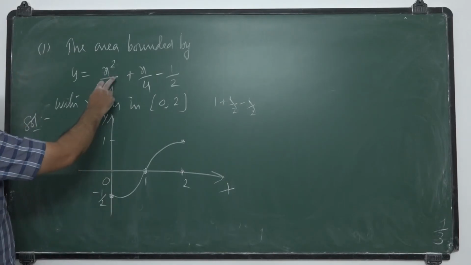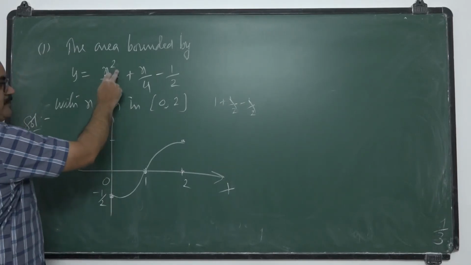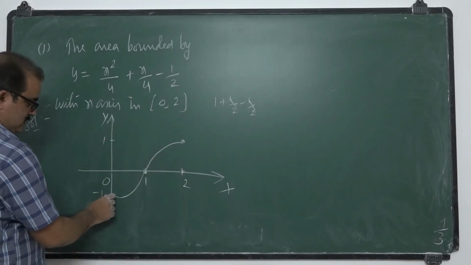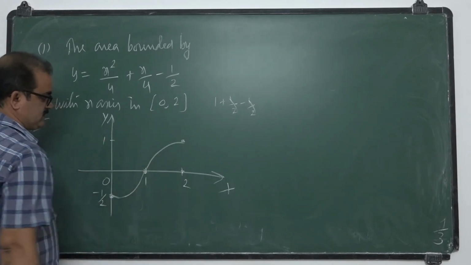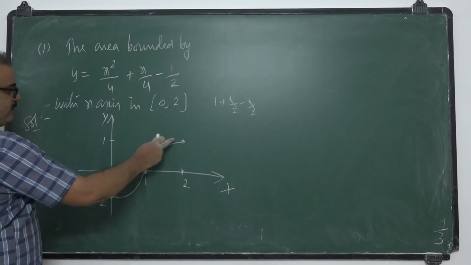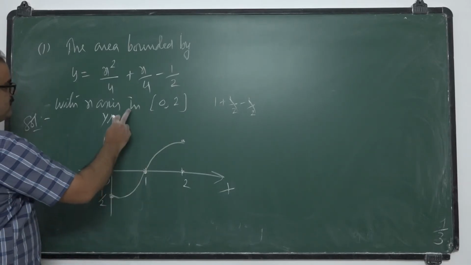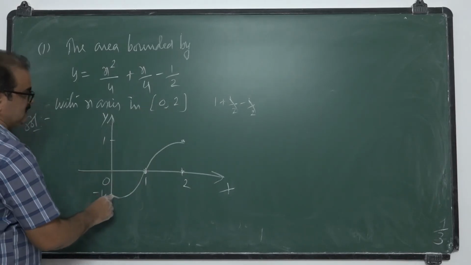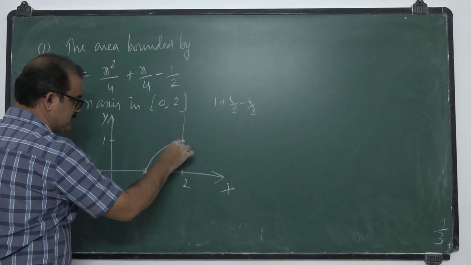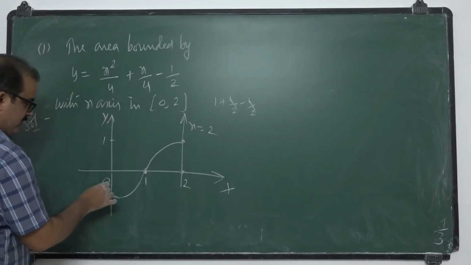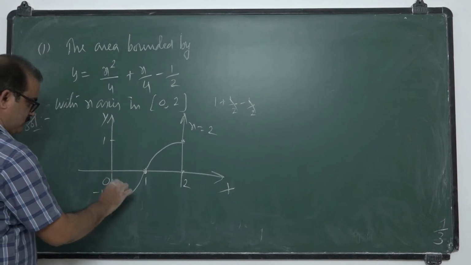It is not a straight line. You observe that it is a quadratic equation in x, so it is not a straight line. Just draw the rough curve in this way. Now the area bounded by this curve between the limits 0 to 2, x is equal to 0 is this line, x is equal to 2 is the line x is equal to 2. Area means this part.